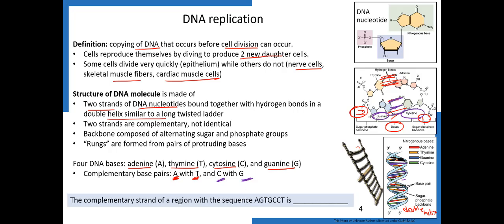So if you have a region of DNA on one strand that has this sequence, then the second strand has the sequence T, C, A, C, G, G, A. If you look at it, adenine is always bound to thymine, guanine to cytosine, thymine to adenine, guanine to cytosine, cytosine to guanine, cytosine to guanine, and thymine to adenine, right? So that's what complementary base pairing is all about.